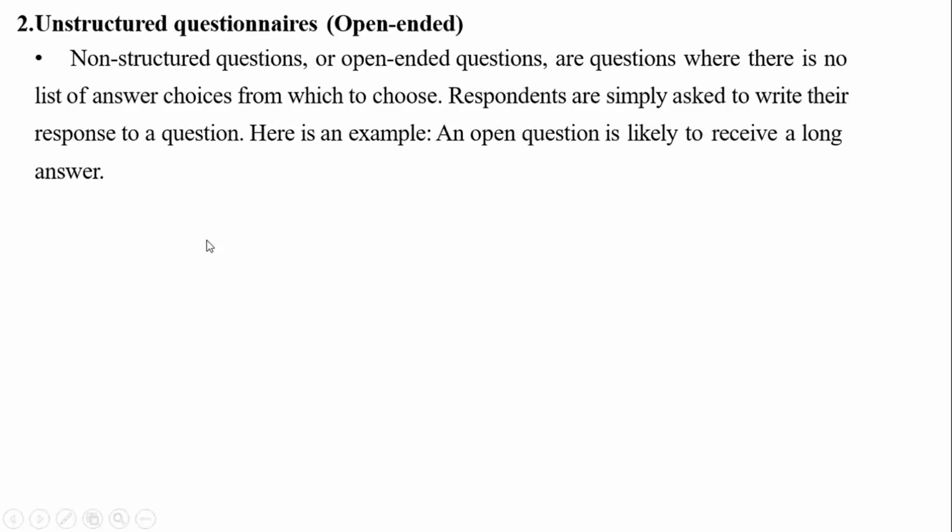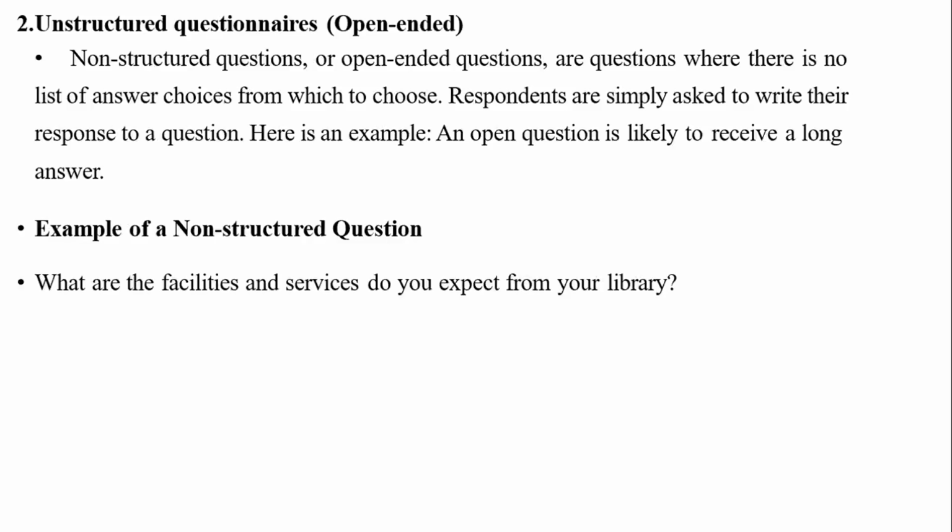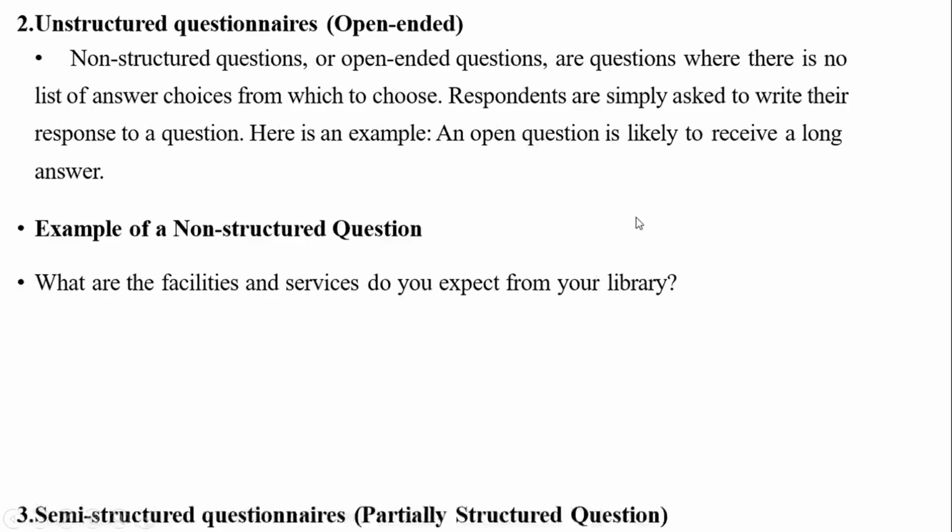Second is unstructured or open-ended. In unstructured questions there is no list of answer choices from which they have to choose. Respondents are simply asked to write the response to a question. Here is an example. An open question is likely to receive a long answer. Example of unstructured: what facilities and services do you expect from your library?